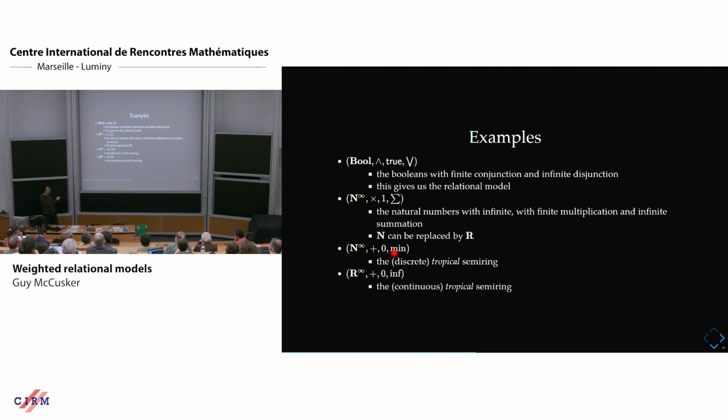Here are a couple of examples that blow my brain up, but they're very useful. Sort of logarithmic things. So you can take the naturals or the reals with infinity and use addition as the multiplication, and then the minimum operation as the sum. That's called the tropical semi-ring, and if there's time, I'll mention something about those later.